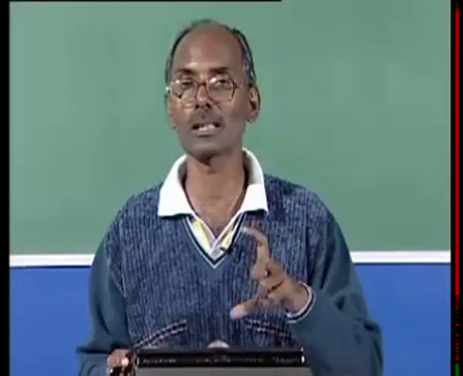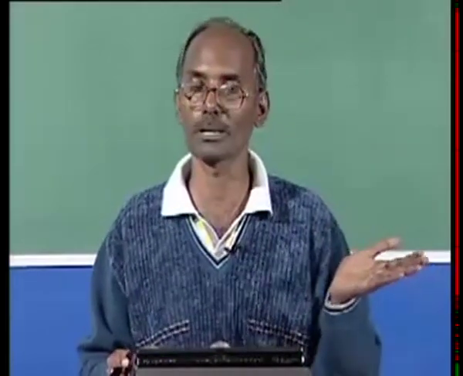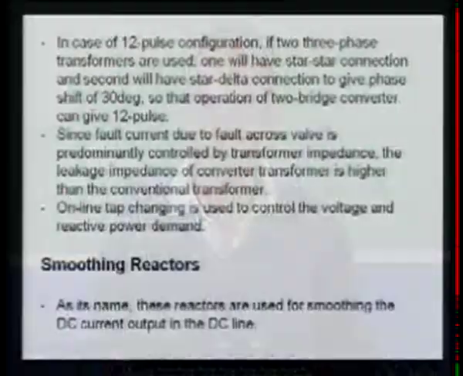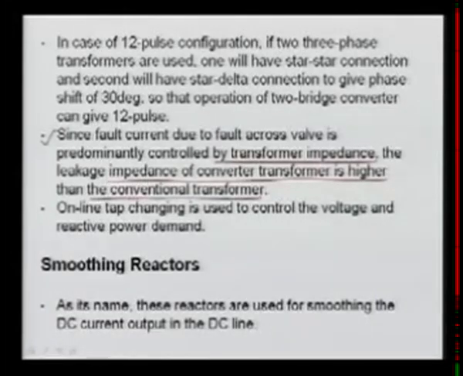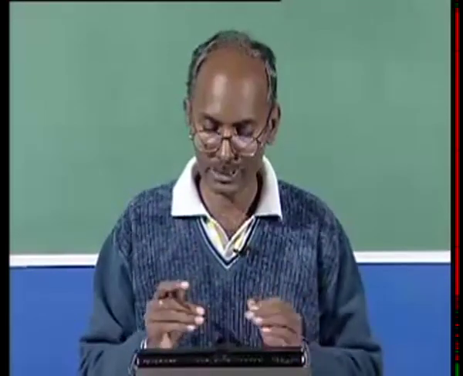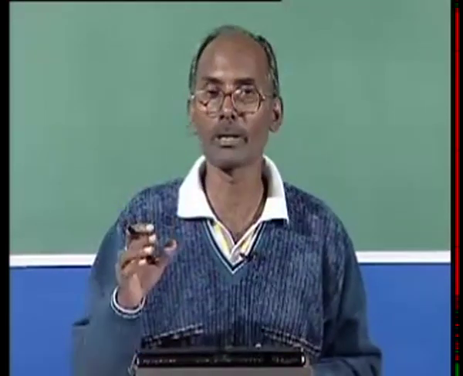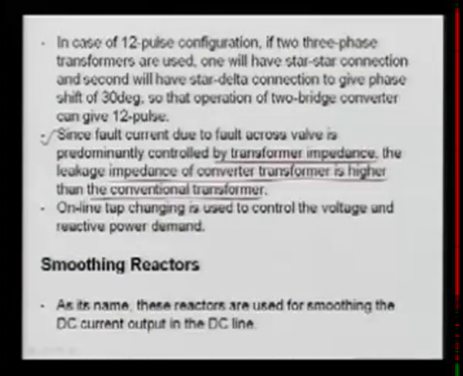Sometimes there is a dead short circuit in the DC circuit. So that appears, and huge current will flow through the transformer. So the transformer must be capable of that. Since the fault current due to a fault across the valve is predominantly controlled by the transformer impedance, the leakage impedance of a converter transformer is higher than that of a conventional transformer. As I said, during a short circuit or sometimes maloperation, when there is a short circuit, the only option we have is the leakage impedance.